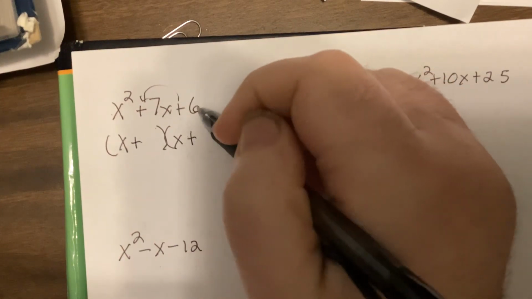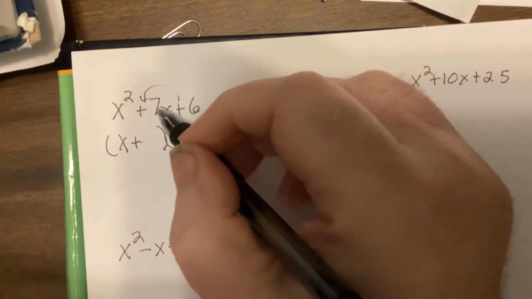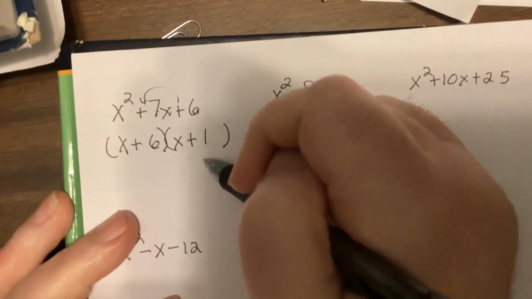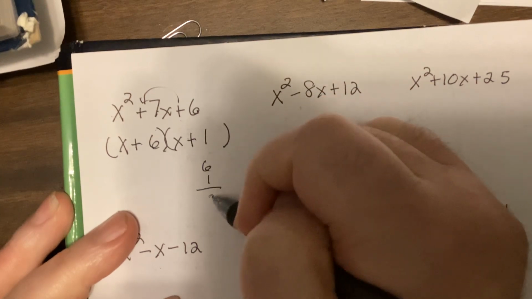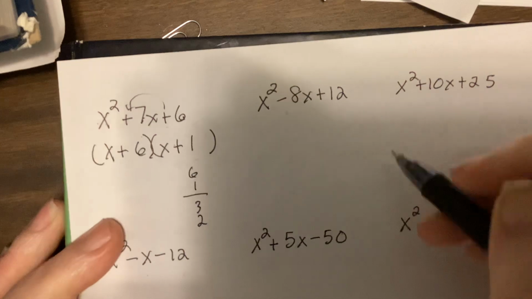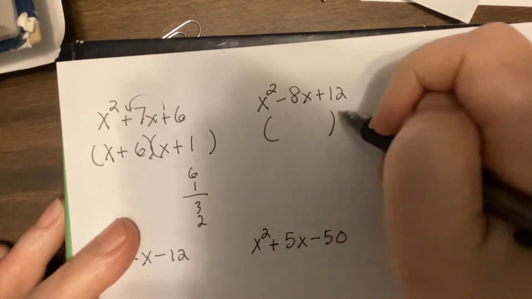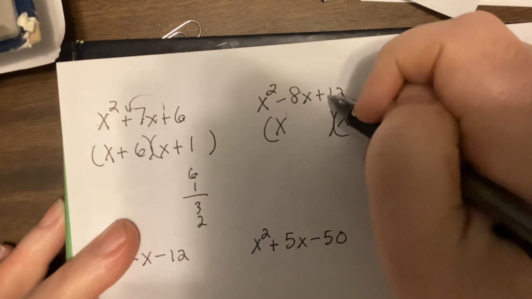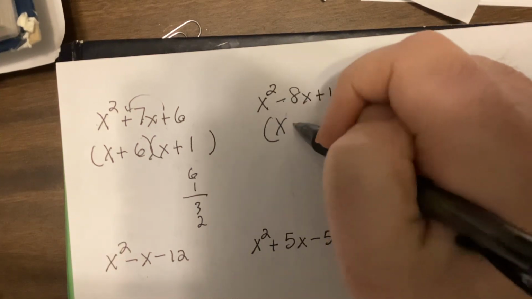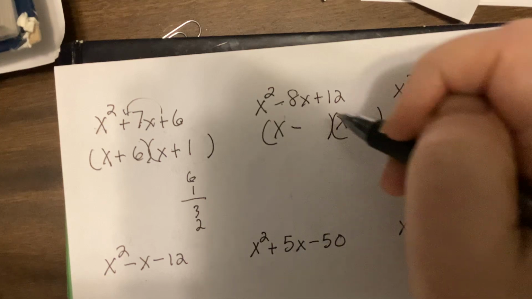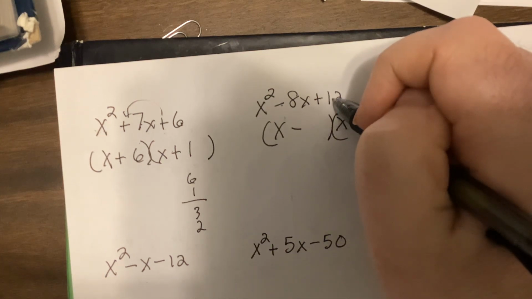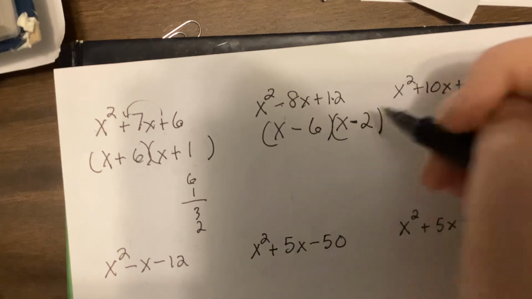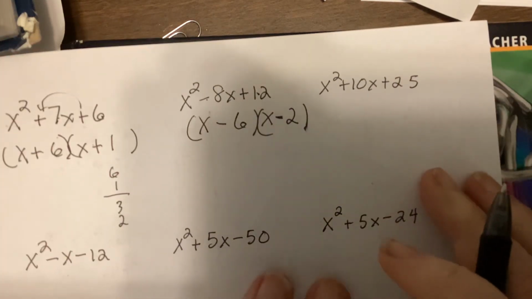And what do you multiply to get 6? But when you add it, you get 7. How about 6 and 1? 6 only has 2 sets of factors: 6, 1, 3, 2. So here, x squared is x and x. Last term's plus, so both signs are the same as the middle. What do you multiply to get 12? But when you add, you get 8, and that would be 6 and 2.